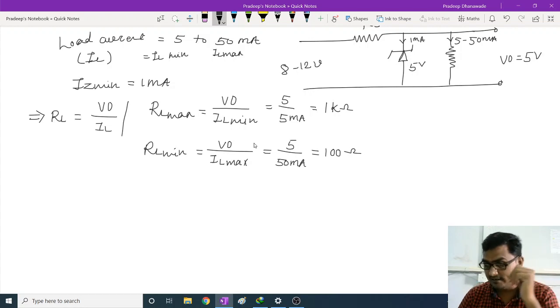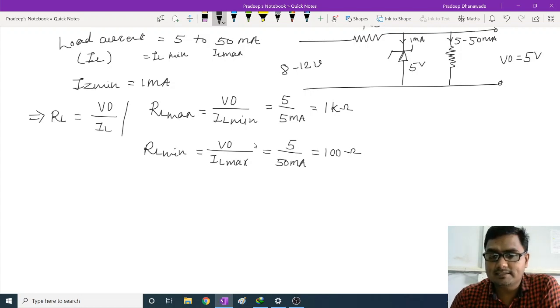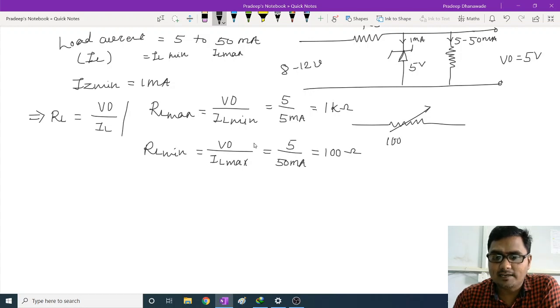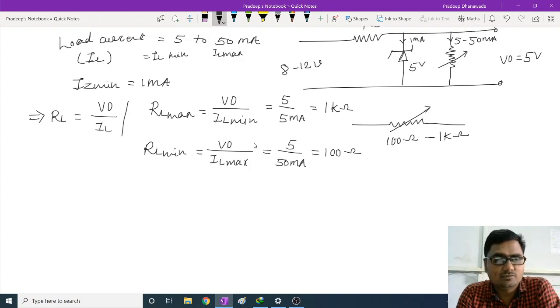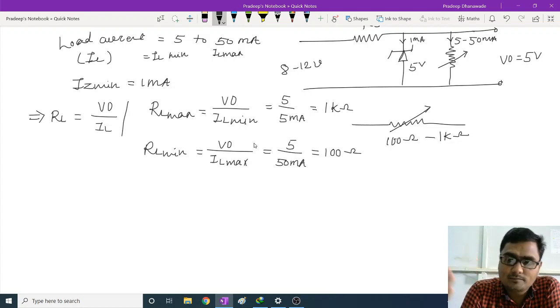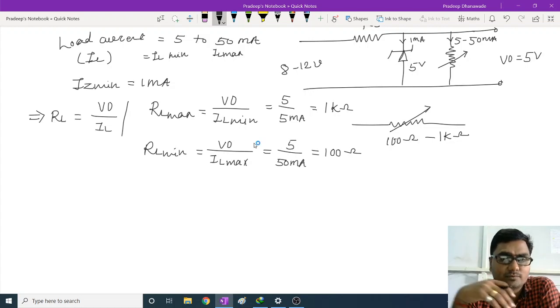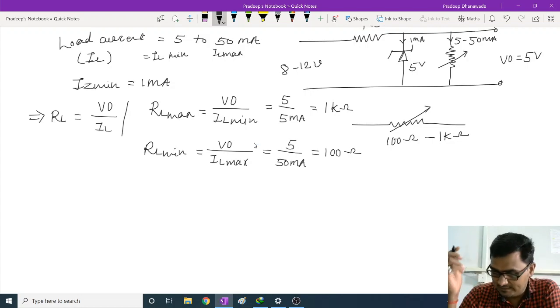It means now I have to select a load resistor, instead of a fixed resistor, as a pot, and that pot should change from 100 ohm to 1 kilo ohm. So here I am going to select a pot. You have to write a line like: select a load resistor as a pot which will change from 100 ohm to 1 kilo ohm. So this is the selection of load resistor RL. One resistor we have selected; this is the first part done.